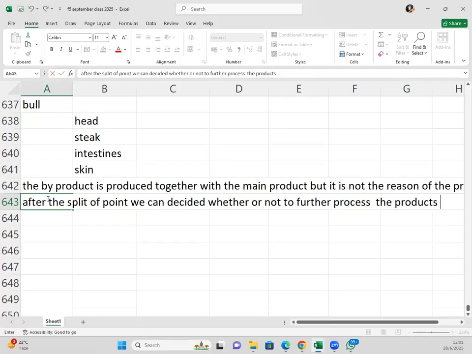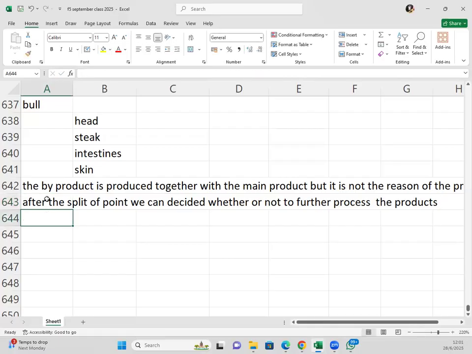So you can say, I'm going to sell them at split off point. I will sell the head, the steak, the intestines, the skin, or you can further process the product after split off point. Like the steak, you can now further process it to mince. You can maybe further process it to sausage. So you are now further processing after split off point. So when you are now making the decision as to whether should you sell it as steak or should you further process it, normally, this is now where relevant costing comes into play.